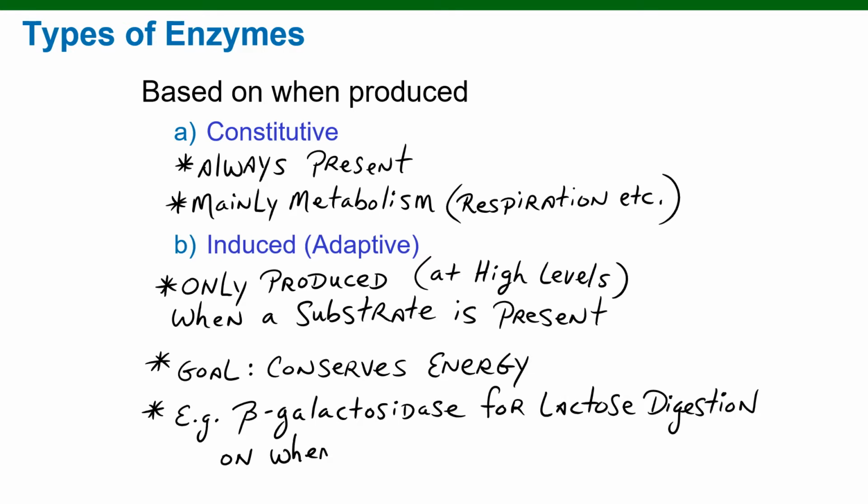So the bacterium has to sense that lactose is there, and then produce the enzyme beta-galactosidase for lactose digestion when the lactose is present. And then when the lactose is digested or is no longer in the environment, the genes for beta-galactosidase production will turn off and save energy.